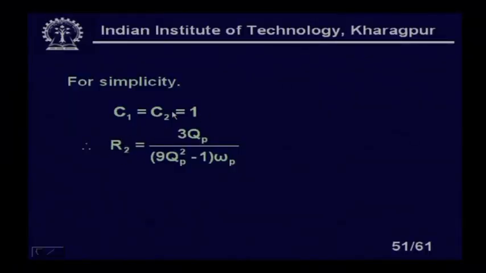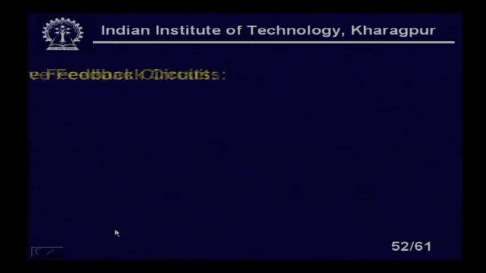There is a very simplified way of doing this. I will have 1. So, I can take this 0.01 microfarad, that means I am multiplying it by 10 to the power minus 8. At the same time I have to multiply the resistance by 10 to the power plus 8, right. So, I have to scale up resistance, scale down capacitance, so the total time constants will remain same. R 1 equal to R 3 equal to 3 Q p by omega p.